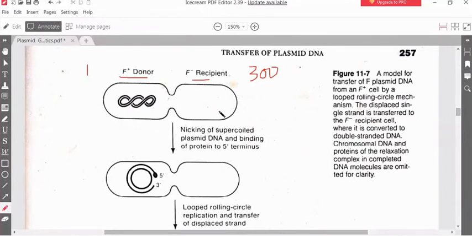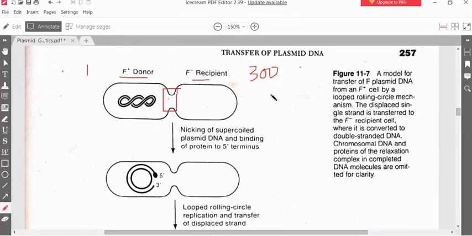But according to this diagram, we have to consider something. One, this pilus formation is absolutely vital, because without that pilus or pili formation, the two bacteria cannot actually come in close proximity. The two bacteria cannot join together. So formation of pilus is very much essential for the conjugation.